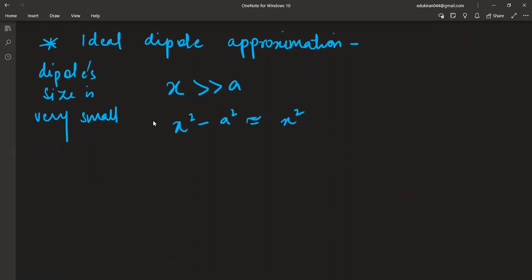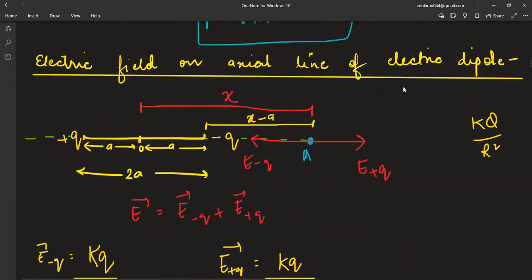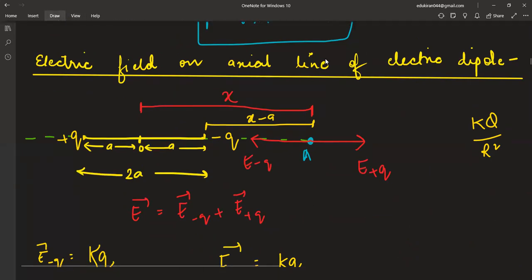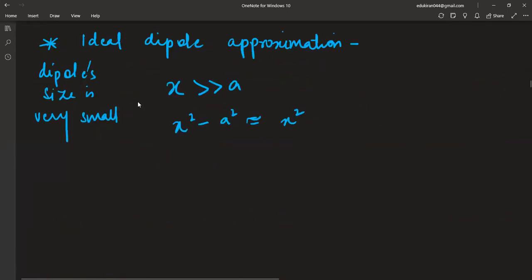See, ideal dipole approximation means that x is very much greater than a. What is your x? X is the separation of the center of dipole and the point of calculation. If the length of the dipole is very small, this a is very small, but this x is very huge. Let's say the separation is very huge, but the dipole is very small. This much is the dipole. So will there be any effect? Ideal dipole approximation means dipole size is very small, x is very much greater than a.